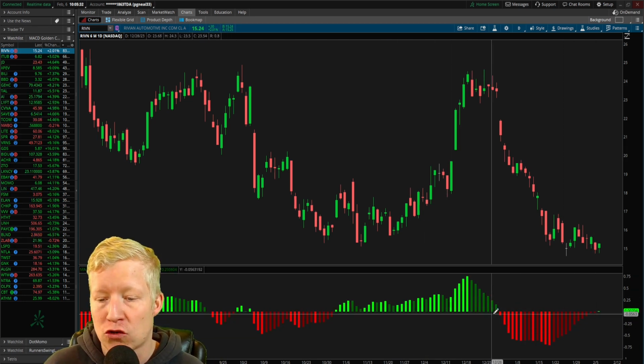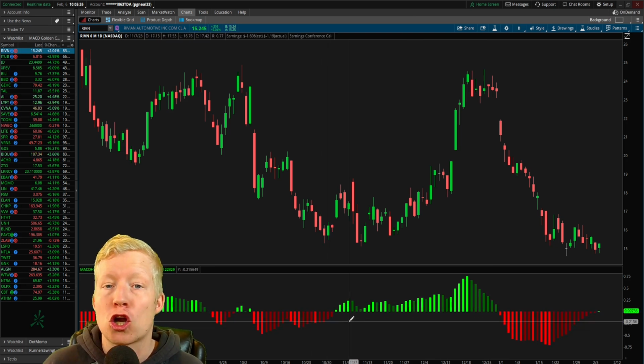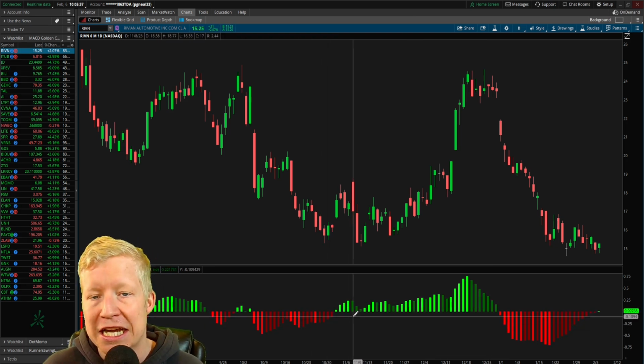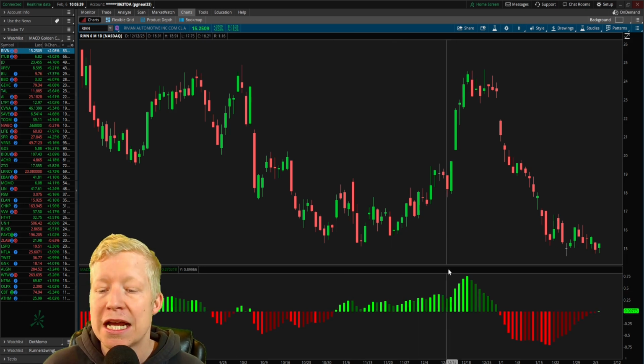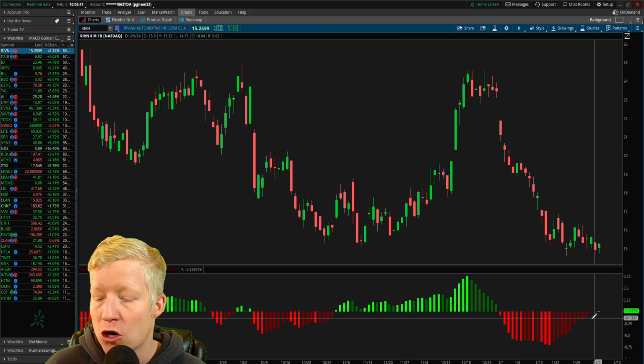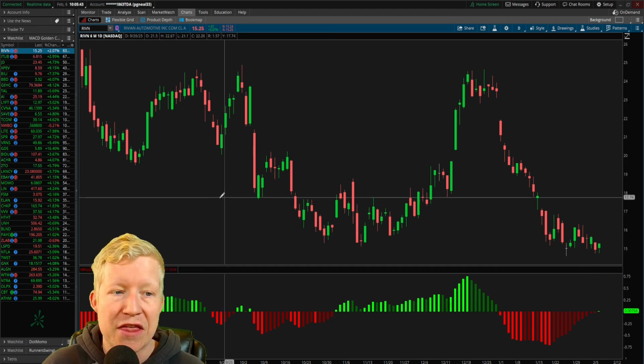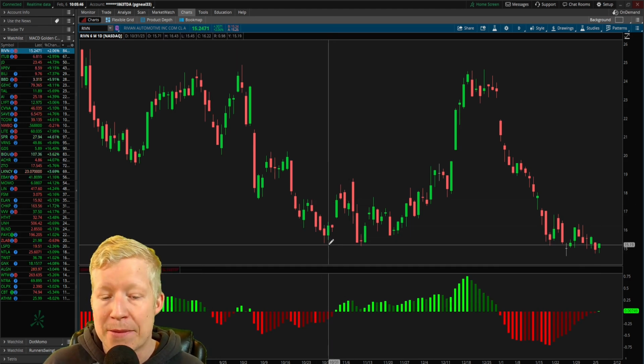So your MACD histogram here, this is the bar graph of the MACD indicator, which I'm sure you all have seen before, but you can see it just crossed above zero, meaning it just went from red to green, and this is Rivian. Look at last time it did this.